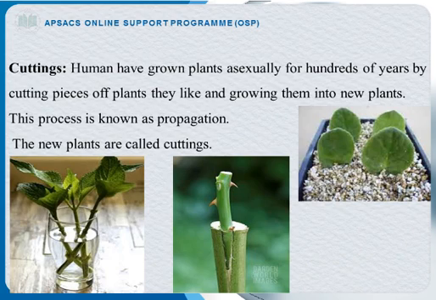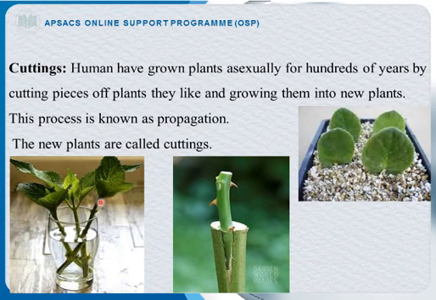Next is cutting. Cutting is also another technique. Humans have grown plants asexually for hundreds of years by cutting pieces of plants they like and growing them into new plants. This process is known as propagation. The new plants are called cuttings. Students, cutting can also be done in three ways.